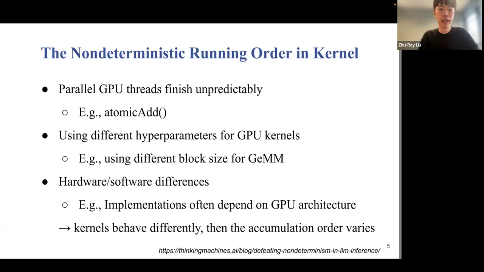And finally, software and hardware differences. Hardware differences are more fundamental. For example, different GPU architectures implement operations differently. If you use the Hopper architecture, the GEMM performed on the Hopper GPU is not the same as the GEMM on the Ampere GPU. Kernels also behave differently, and the final accumulation order also changes.